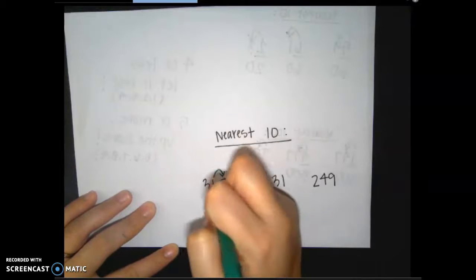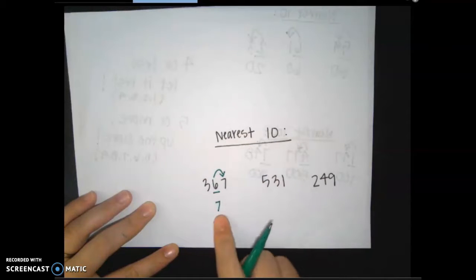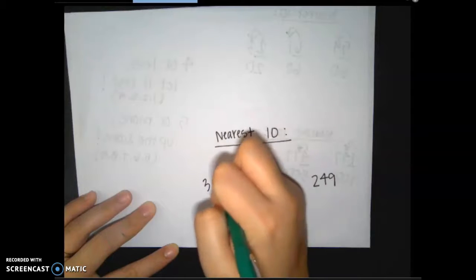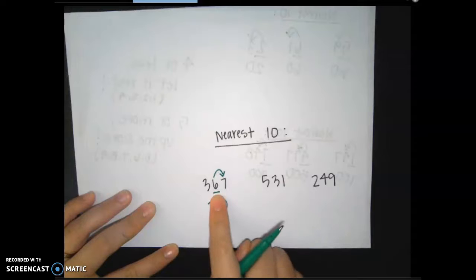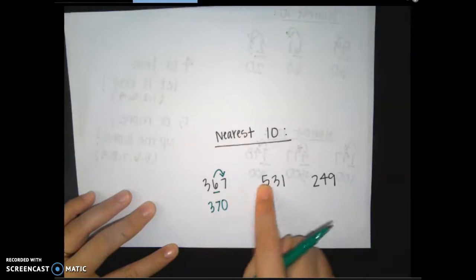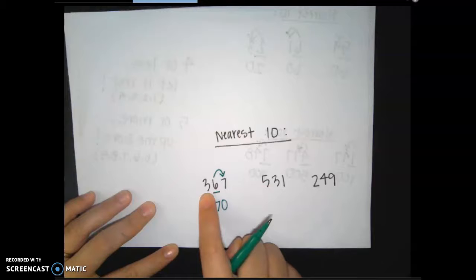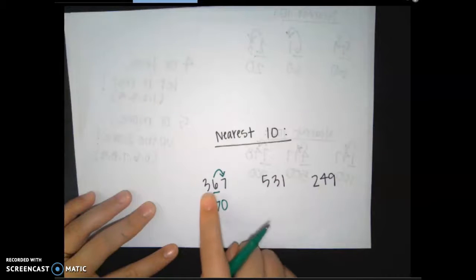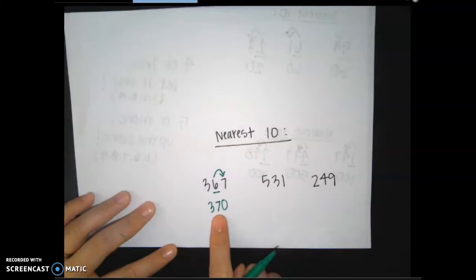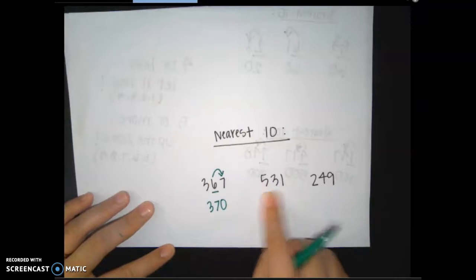So that means this 6 turns into a 7, so that's not 60 anymore. That's going to be 70. My 7 becomes a 0, and my 3 stays. Remember, I said any place value after the underlined digit becomes a 0. So 367 rounds to 370 rather than 360, because 367 is going to be closer to 370 on a number line.